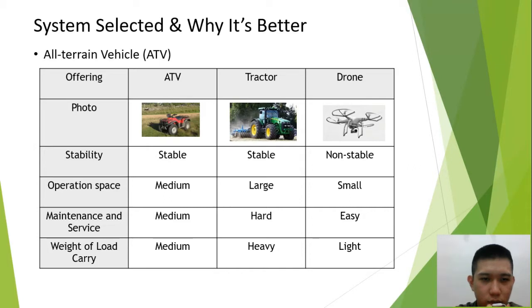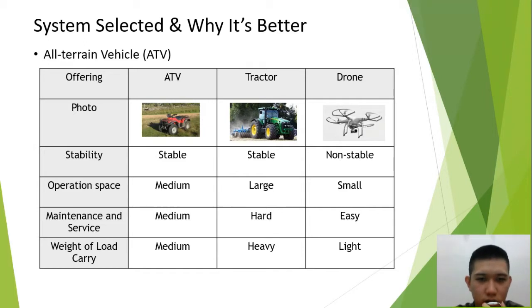For the operation space, the ATV has a smaller operation space compared to the tractor. The ATV can easily travel inside the field, and the tractor, having a bigger size, is hard to travel in the fields of palm oil and durian farms. For maintenance and services, the ATV is easier compared to the tractor.